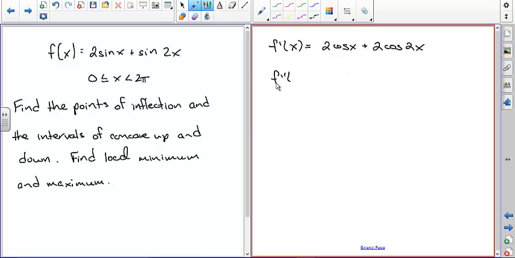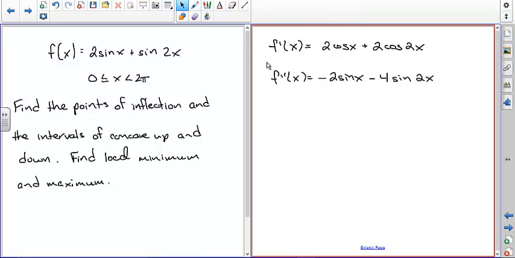The second derivative is going to be equal to -2 sine x minus 4 sine of 2x. So here, the derivative of the cosine is negative the sine. Here you have the derivative of the cosine is negative the sine, so that's where the negative comes from. So this changes from cosine to sine, and the derivative of 2x is 2, so you get a negative sign from the derivative of the cosine, and then you have 2 times 2 to give you 4. So those are the first and second derivatives.